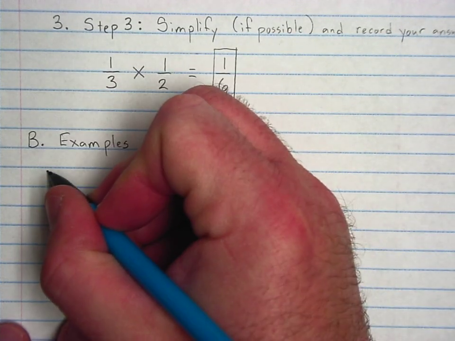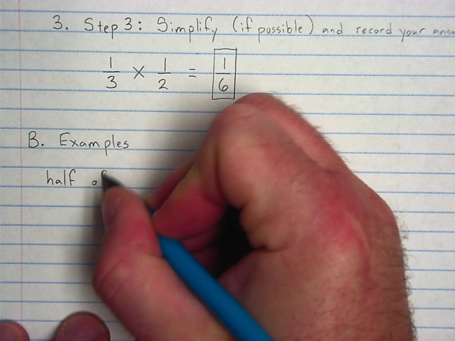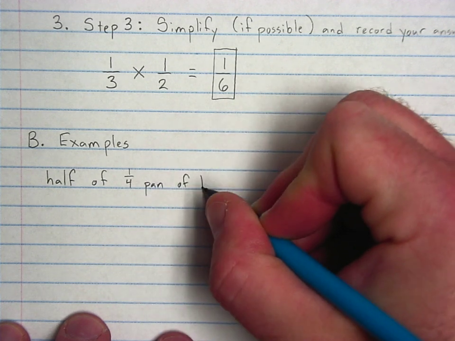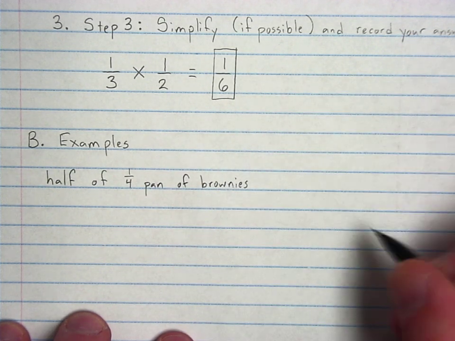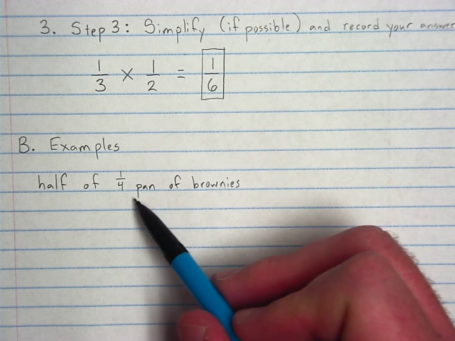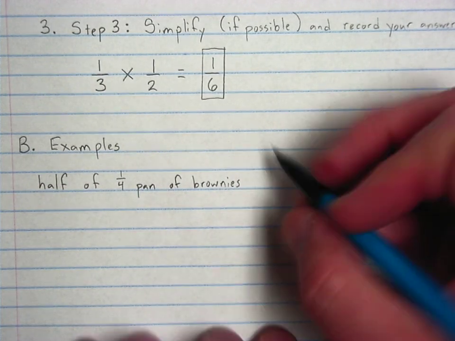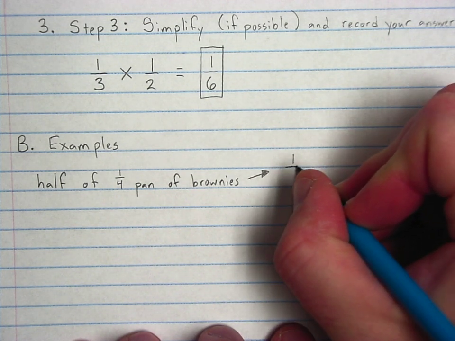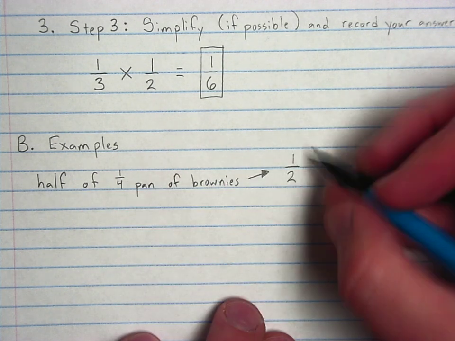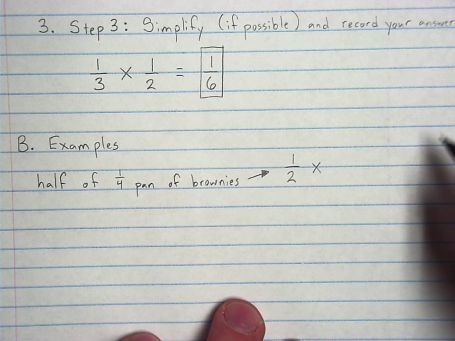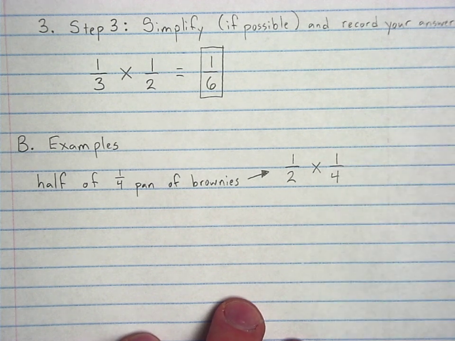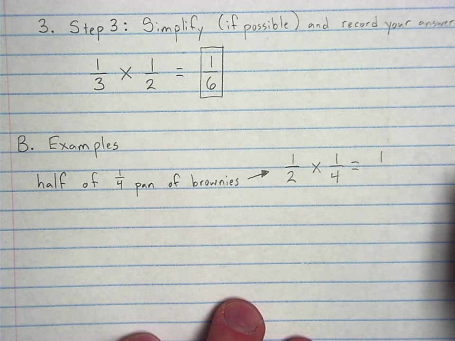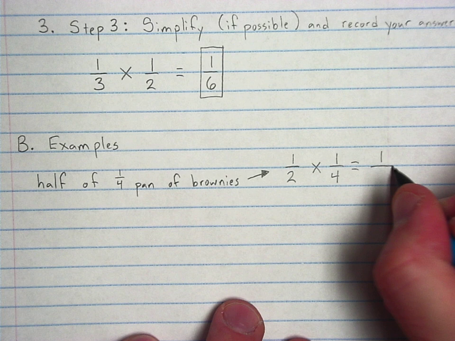All right. So if I give you half of 1/4 a pan of brownies, because it's all about baked goods today. Okay. Half of a quarter pan, half of 1/4 a pan of brownies. We are going to write this horizontally. 1/2. Fraction of means multiply. Half of 1/4. Just multiply straight across. Numerator times numerator is 1. 2 times 4 is 8.